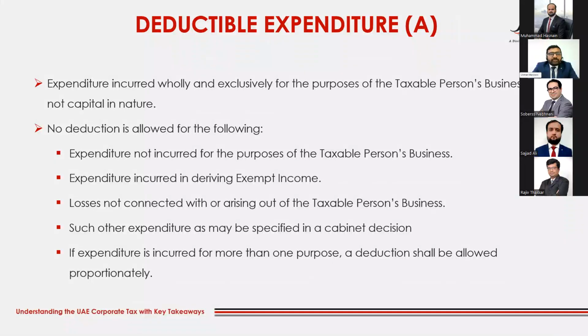Fourth one, if any expenditure is incurred for more than one purpose, then there will be a proportionate allowance and disallowance. That means if you have common expenses, for example, if you have both taxable income and exempt income, then you have a proportionate deduction available. Let's say you are paying audit fees of 10,000. That is for both the incomes. So you have 70,000 of taxable income and 30,000 of exempt income. Then proportionately 70%, that is 7,000, will be deductible and 3,000 will not be allowed to deduct. Now, moving to the next slide.